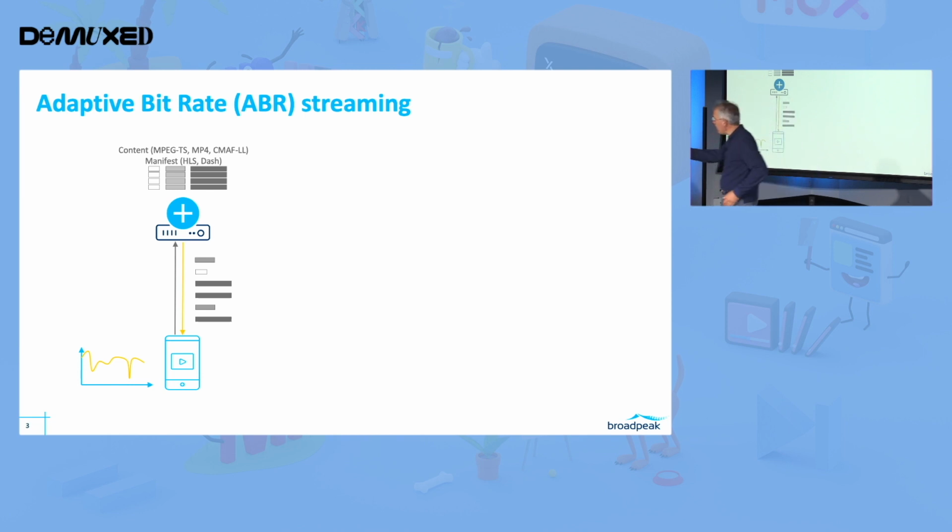And then you have the player on the bottom that requests segment after segment. It can switch from one quality to another based on the bandwidth estimation, the maximum available bandwidth on the link between itself and the server. And it can also look at the buffer occupancy.